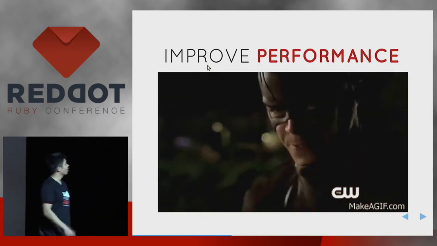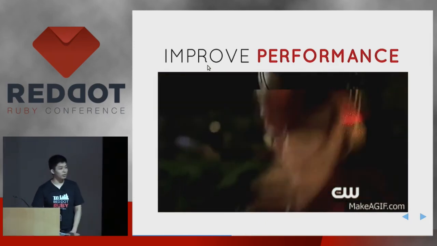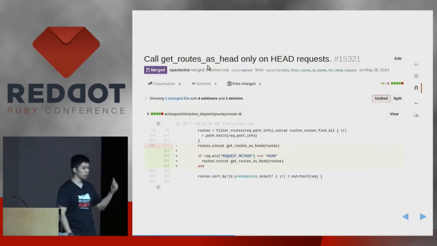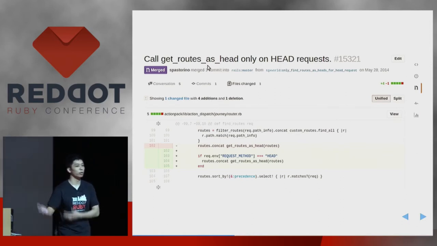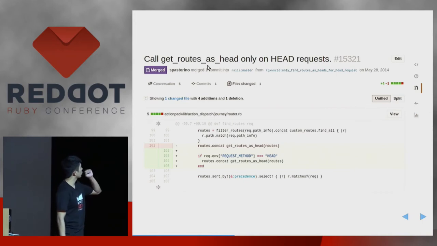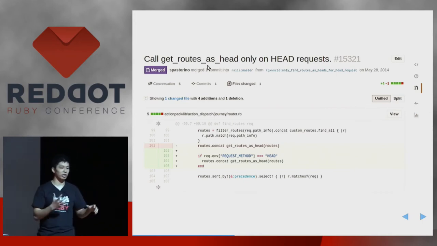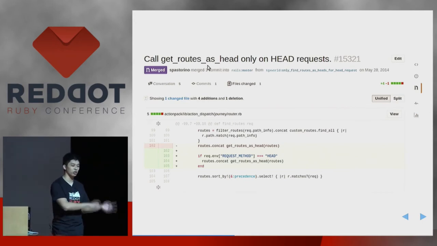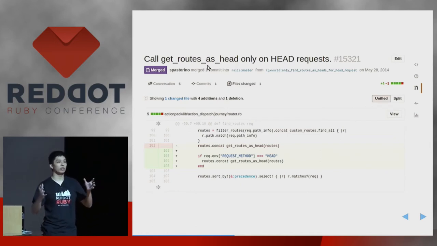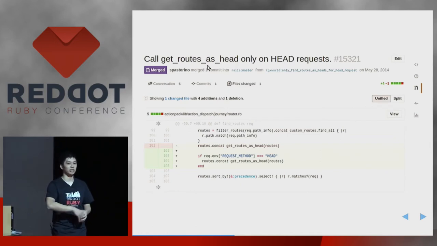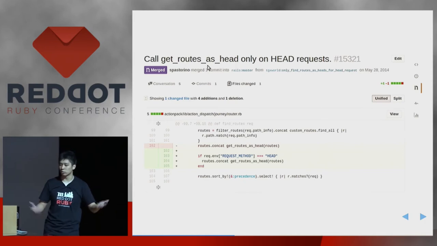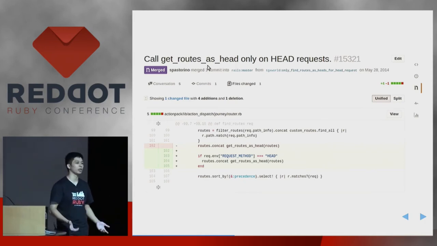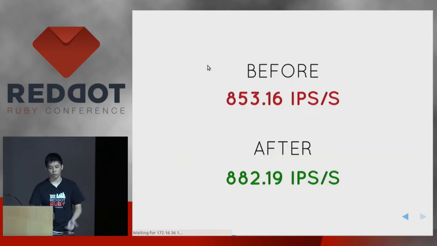You could actually improve performance even as a beginner. I was reading through this code, how a request goes through the whole Rails library. There was this method where we were calling get routes as heads. What it was actually doing was, for all your get routes, creating a new route object and just setting the verb to head. Every request, it was doing that, but it was only useful for head requests. So all I did was submit a patch: check that the request method was head, and then you call the method. If not, you don't.